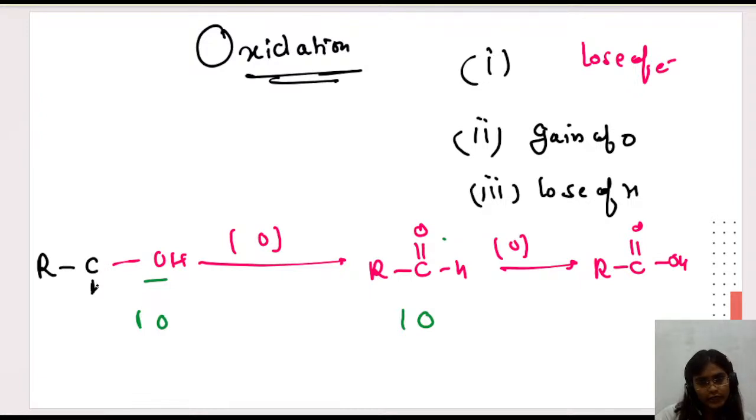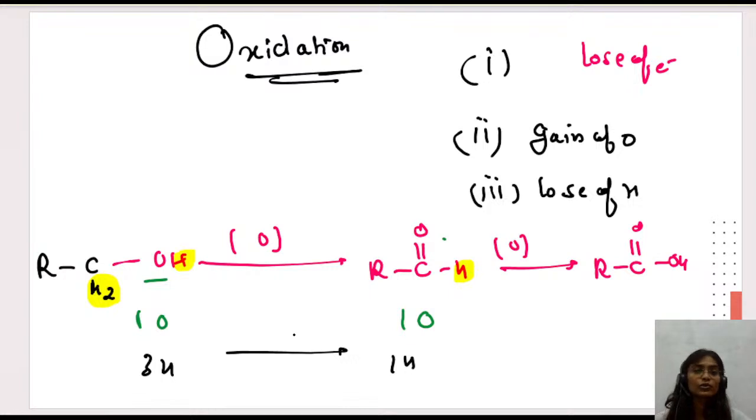Okay, like this. So see this carbon here. Before the reaction, how many hydrogens are there? If you observe, two hydrogens and one, so three hydrogens total. So before the reaction we have three hydrogens, and after the reaction how many hydrogens are there? There's only one hydrogen. So see this, what is this? Loss of hydrogen, so it's an oxidation. Okay, from here to here.